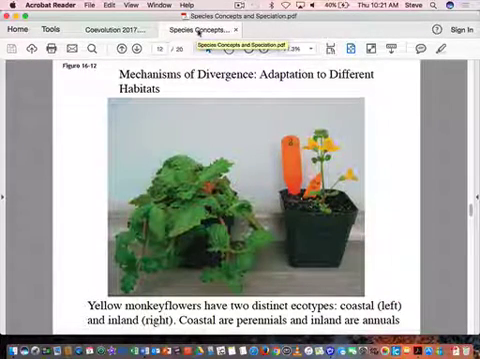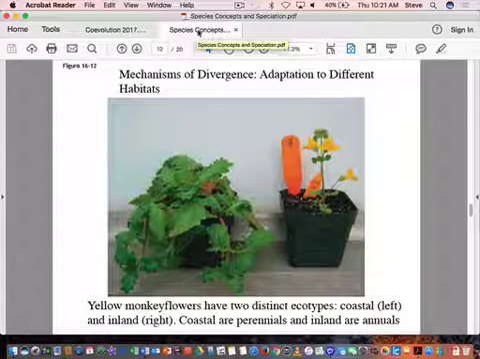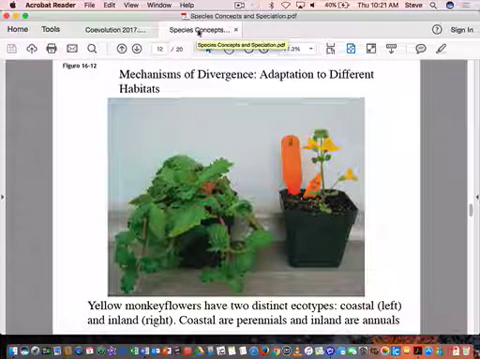Okay. So this is another example. This is a classic example of how divergence occurs in adaptation to different habitats. And this is not in your book. It's from a previous textbook that I used, and I don't like the examples in your textbook, so I included these. Some really important mechanisms of divergence between populations, presumably leading to new species, are adaptations driven by natural selection to different kinds of habitats, and in this particular case, particular kinds of environments.